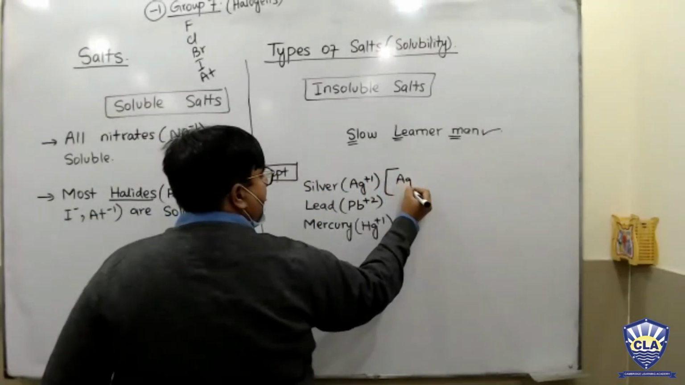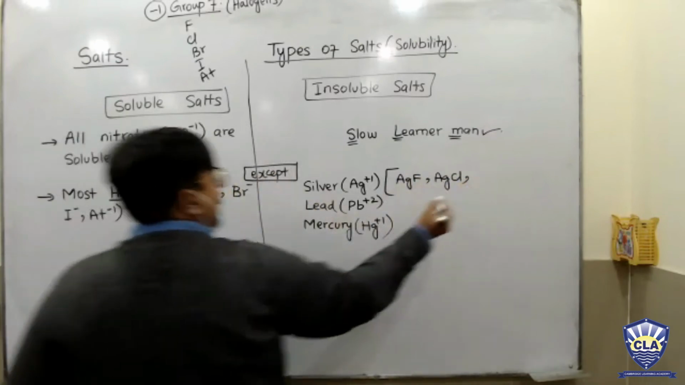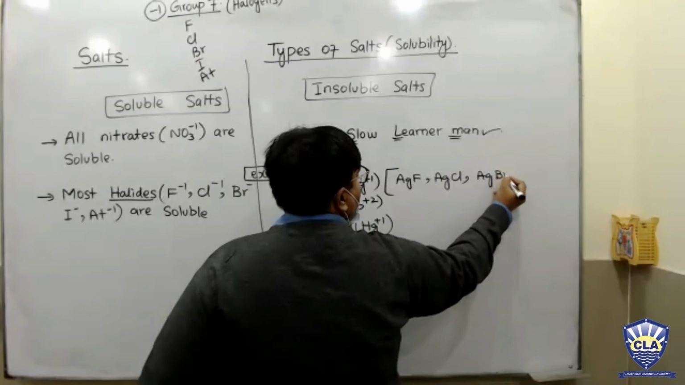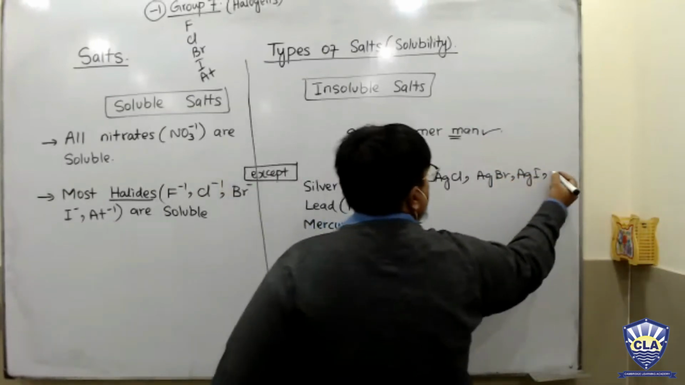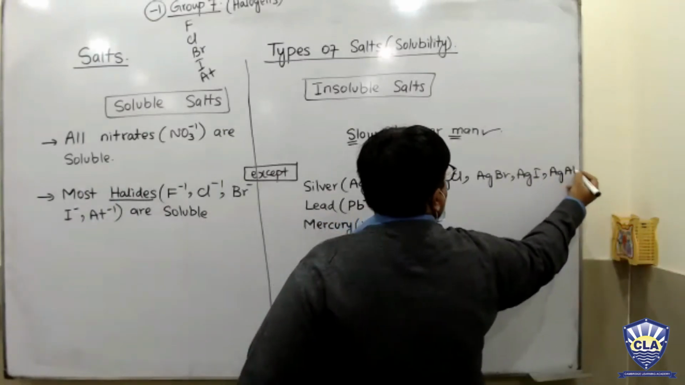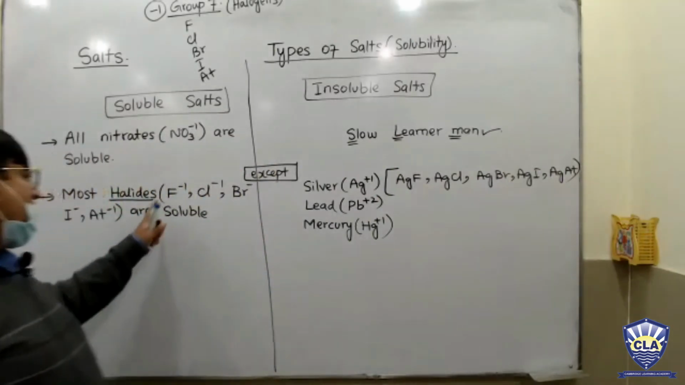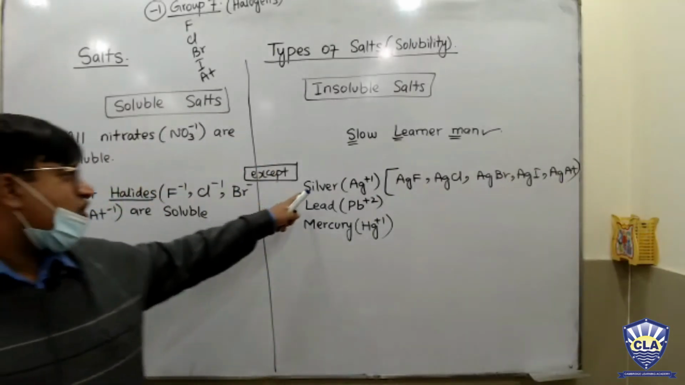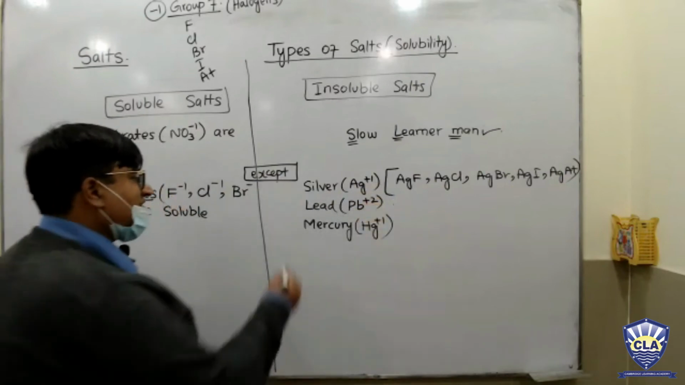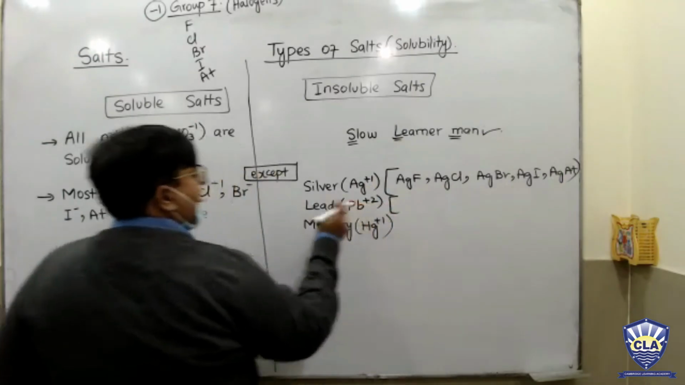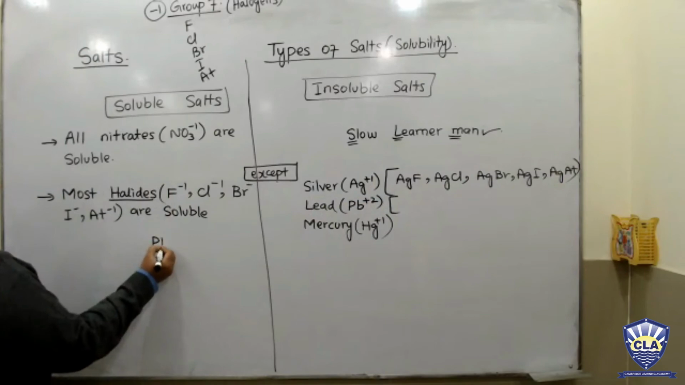So it would be silver chloride, silver bromide, silver iodide, and then silver astatide. All these salts in which the halides are joined with silver are insoluble. And just like that, lead, if you join this one with this, I told you how to make the formula.